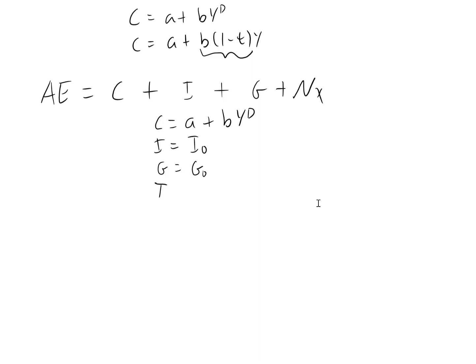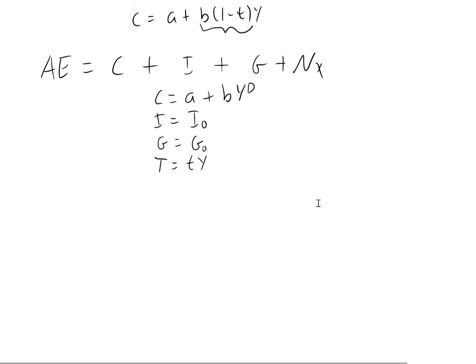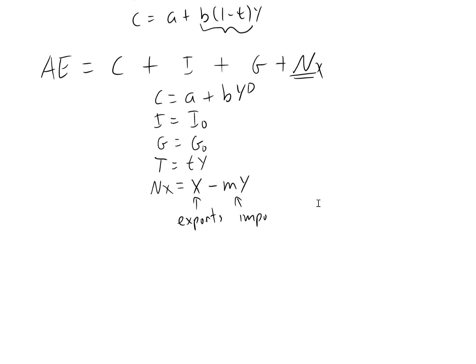Remember the other function of government, taxes, so their tax revenue equals the tax rate times national income, actual national income. And now what we just did is add this last element, the net exports function, which is X minus M times Y, where X is exports and M is imports. To make it clear we're talking about the whole thing, little m is equal to the marginal propensity to import.